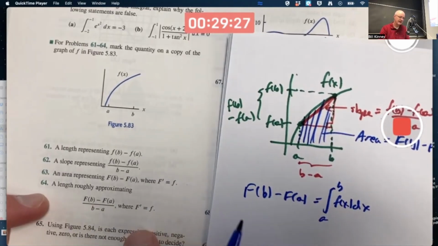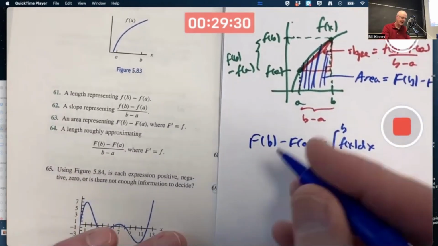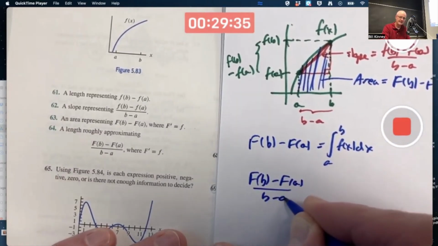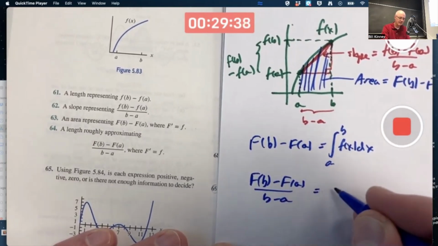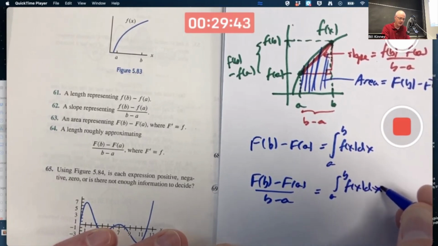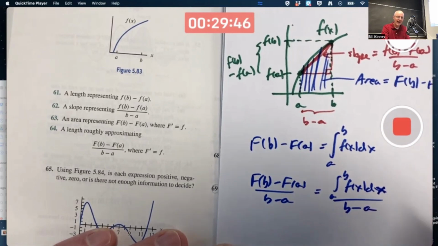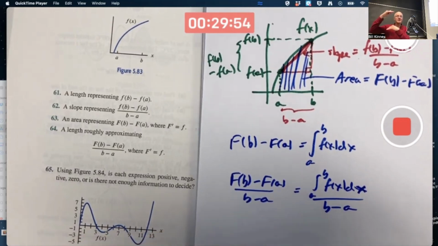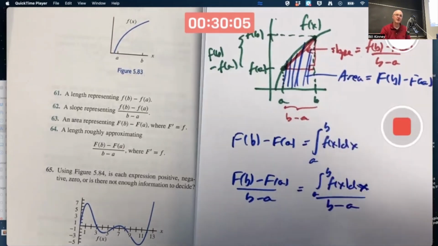It can represent a length because of the definition of average value. Capital F of B minus capital F of A divided by B minus A is this integral divided by B minus A, by the fundamental theorem of calculus. And that's the average value that we were just talking about with the previous example for little f. And that means it's the height of a rectangle where the area of the rectangle is the same as the area under the curve.